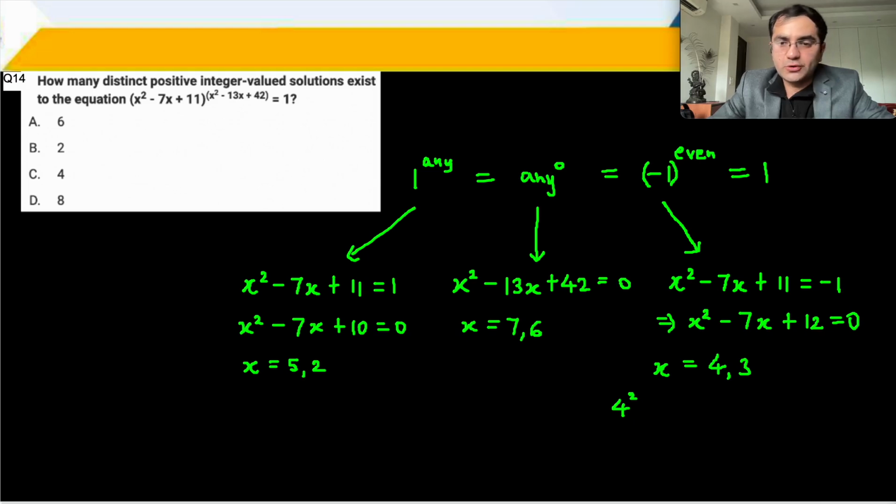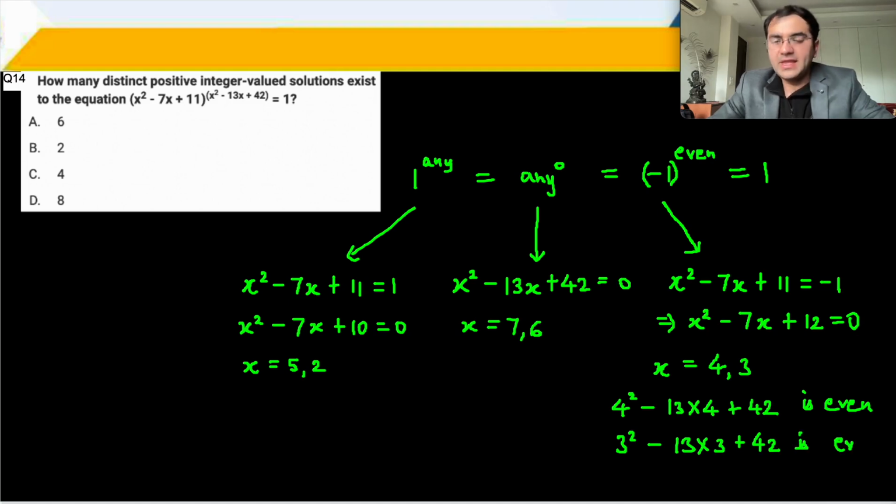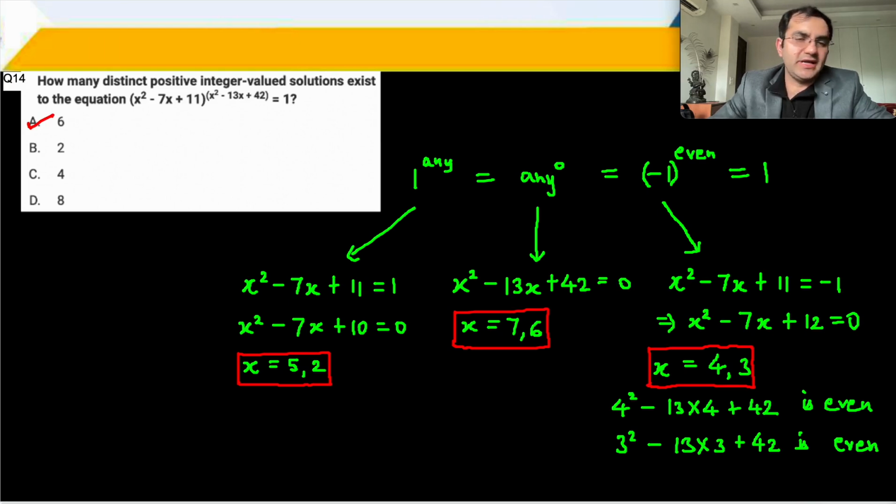So in the power, put x as 4: 4 square minus 13 into 4 plus 42 is of course even. And put 3: 3 square is 9 minus 13 into 3, odd minus odd plus even is also even. So I now have 6 solutions because x equal to 4 and 3 are also satisfying when the power is even. So 2 plus 2 plus 2, 6 is the right answer for question number 14.